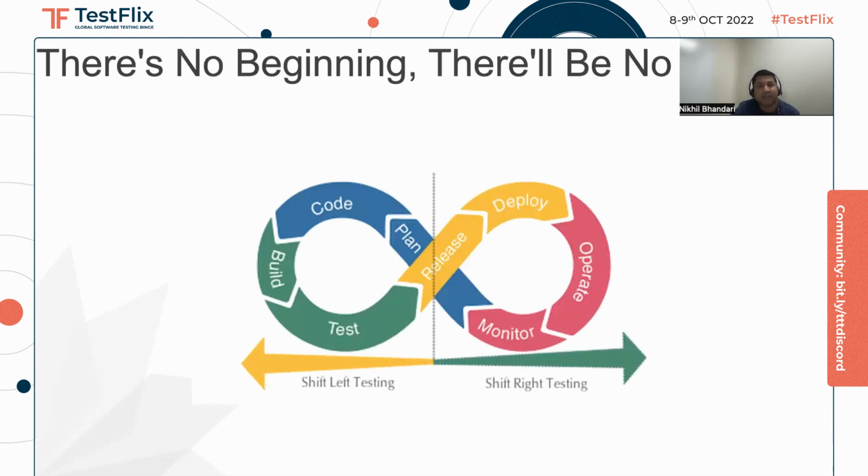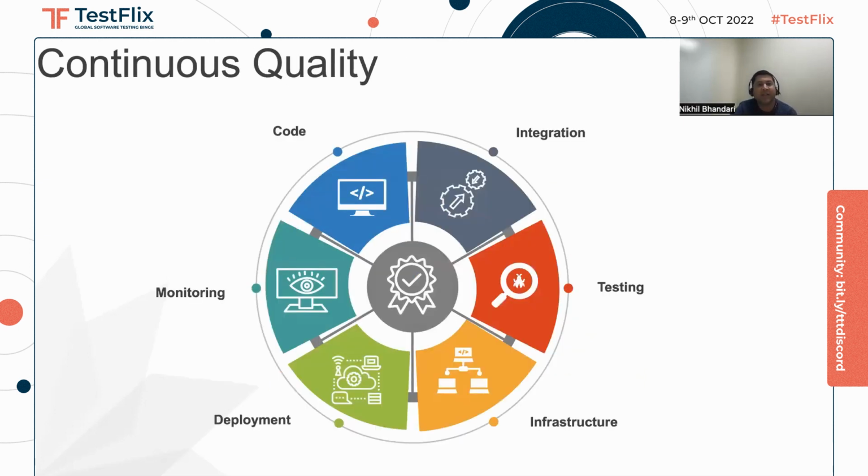Like the symbol indicates, right? It's an infinite loop, right? You plan, you code, you build, you test, you release, you deploy, you monitor, and observe, and go back to your planning stage again, right? Understand what are your customer needs, how customer is using your product, work with your product and the business teams, make the required tweaks, and then get back to the stages again, right? So there's a shift left part of it, and then there's a shift right part of it, right? And we'll deep dive into those, right?